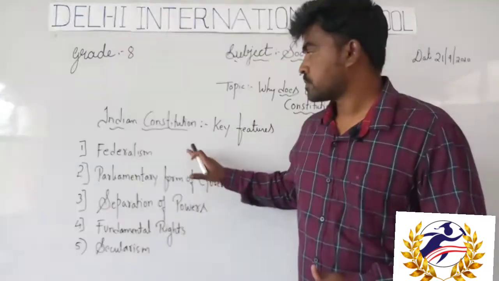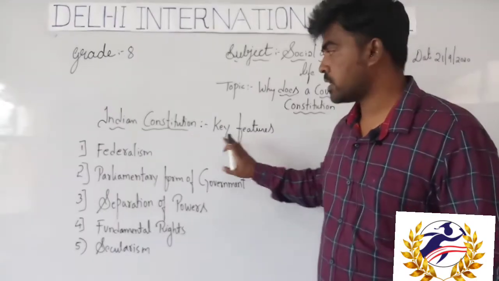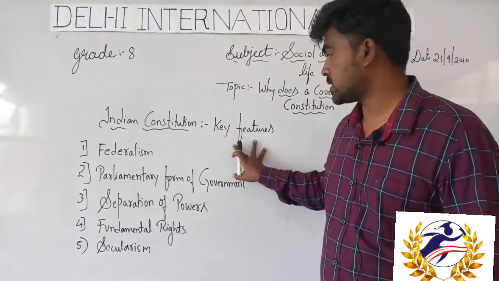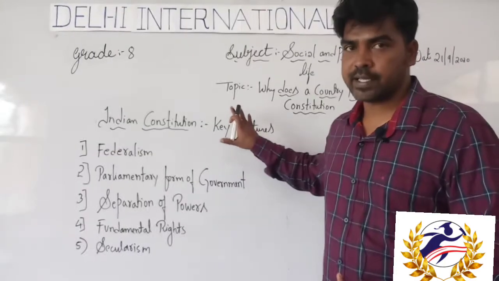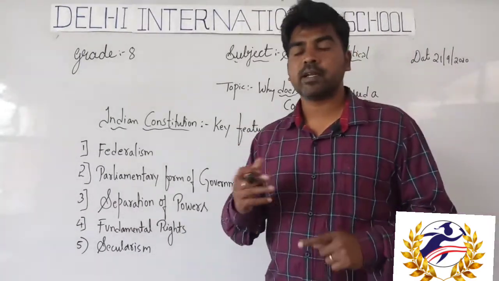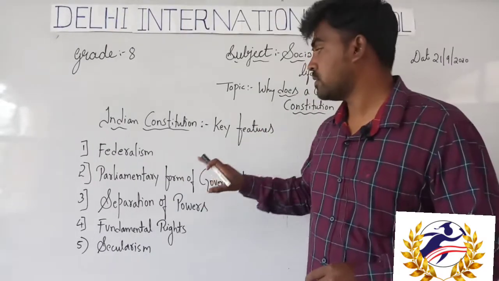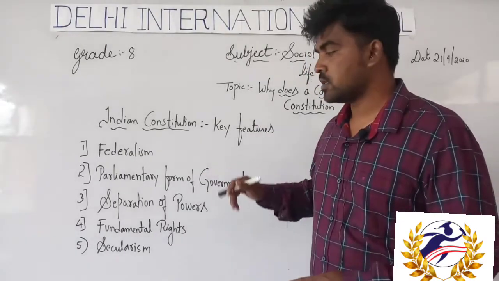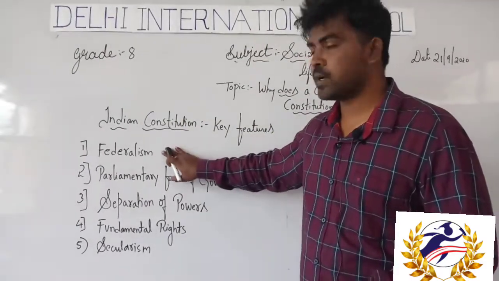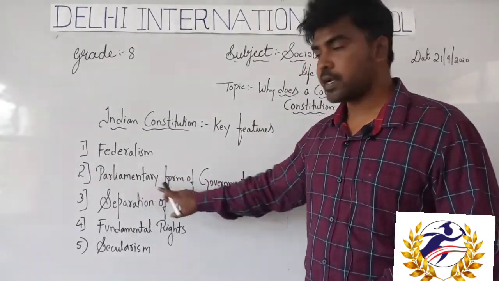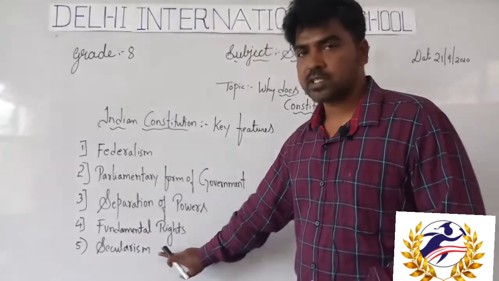Students, the next point is the key features of the Indian Constitution. On the basis of these key features, our country's rules and regulations, principles, and types of government function. There are 5 important key features, and we'll discuss them one by one. The first is federalism, then the parliamentary form of government, separation of powers, fundamental rights, and secularism.